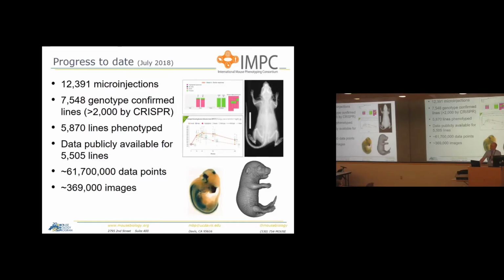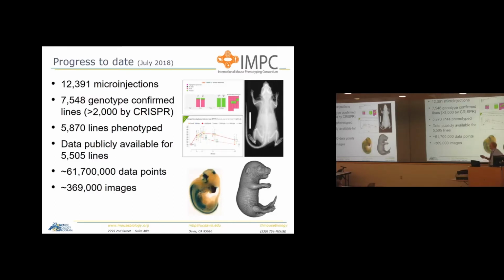This is the largest assembly of CRISPR knockouts in animals in one project anywhere in the world. Over 5,800 of these lines have completed the phenotyping pipeline, and public data is publicly available for about 5,500 of these lines, representing over 61 million data points and 370,000 images.